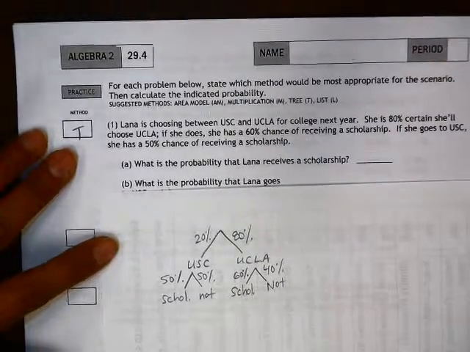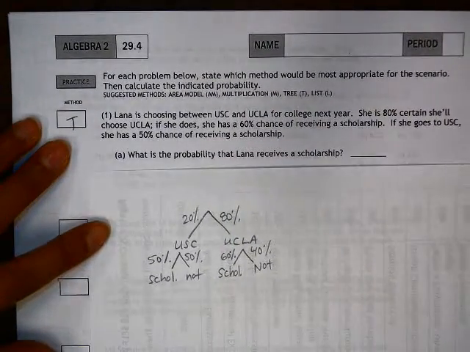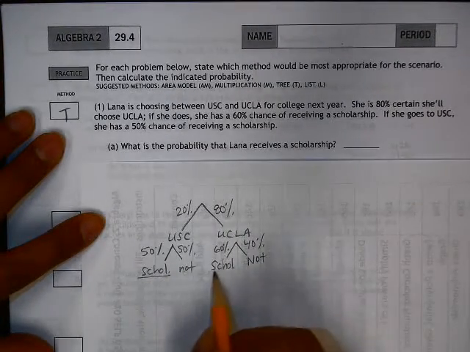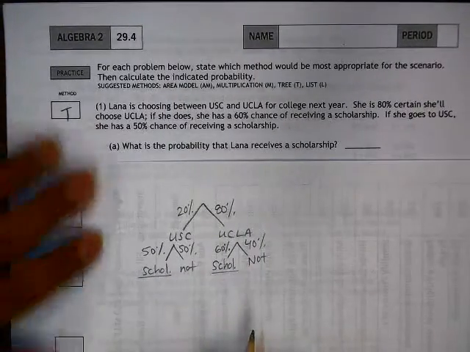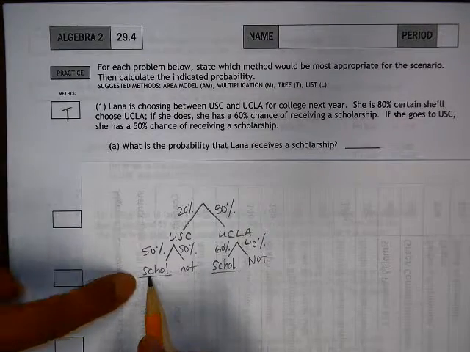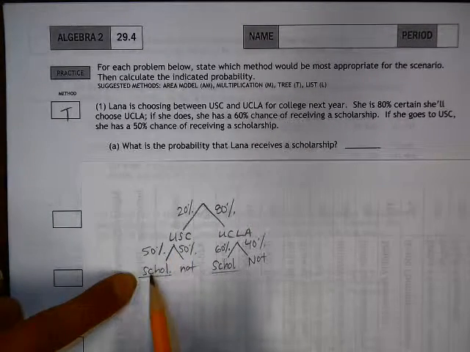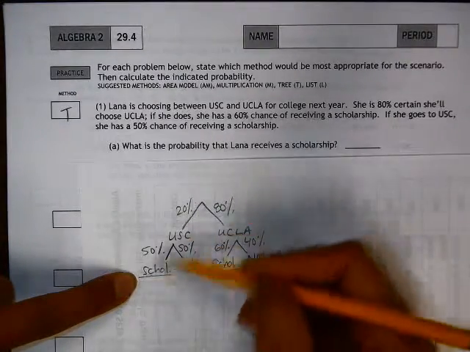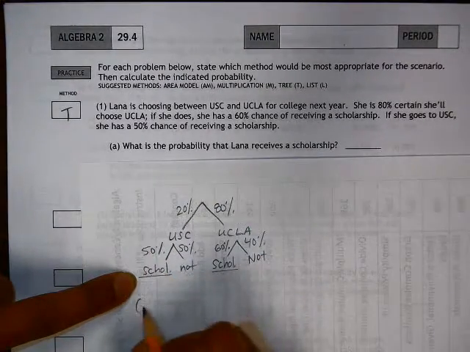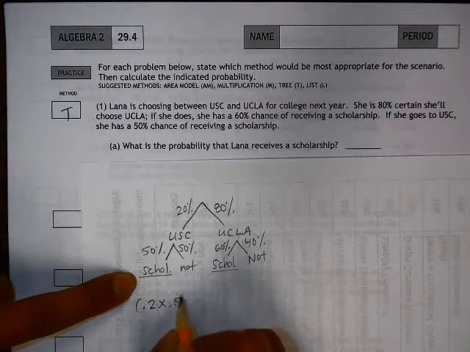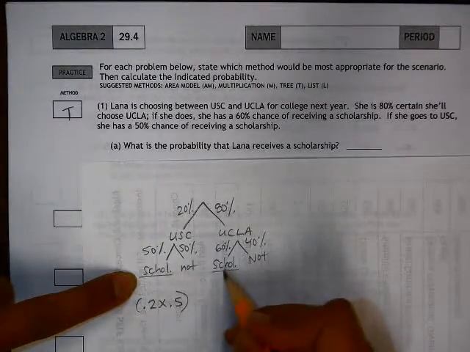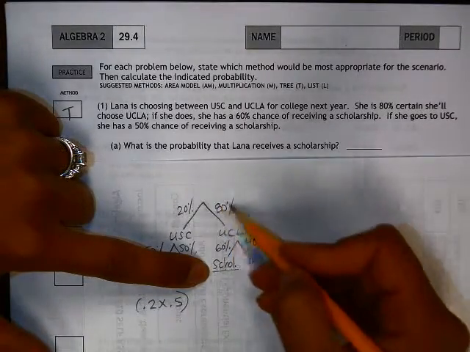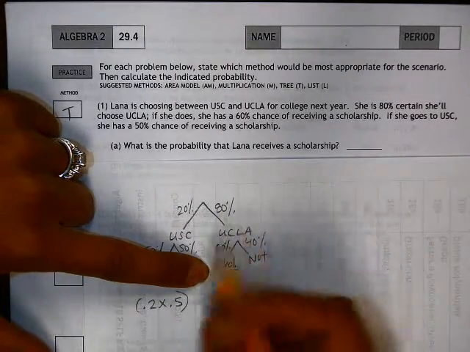So looking at the question here, what's the probability that Lana receives a scholarship? So we have two ways that she can receive a scholarship. This would be if she goes to USC and then she receives a scholarship. So we need to multiply vertically from here to here, 20% times 50%. Or she could receive a scholarship after going to UCLA. So this probability would be 80% times 60%.